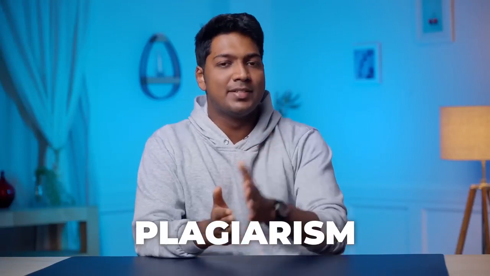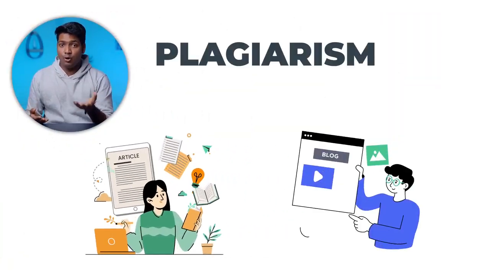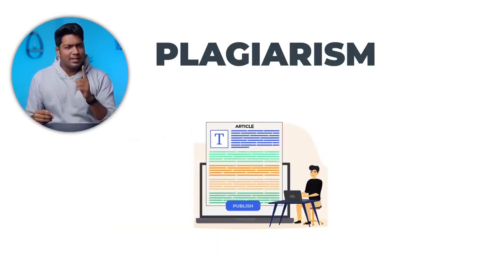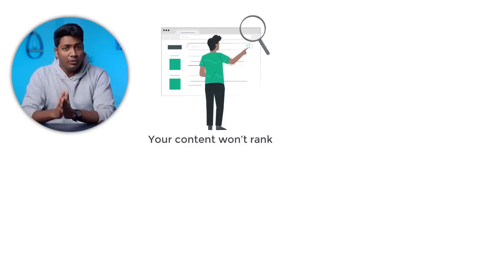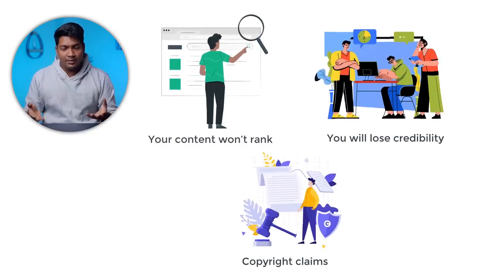Do you know what's the most common problem content writers usually face? Yep, you guessed it right, it's plagiarism. Plagiarism is when you copy someone else's work or ideas and present them as your own. If you directly copy other people's content and repost it on your site, this is what will happen. Your content won't rank and you will lose credibility among potential customers, copyright claims, and so on.